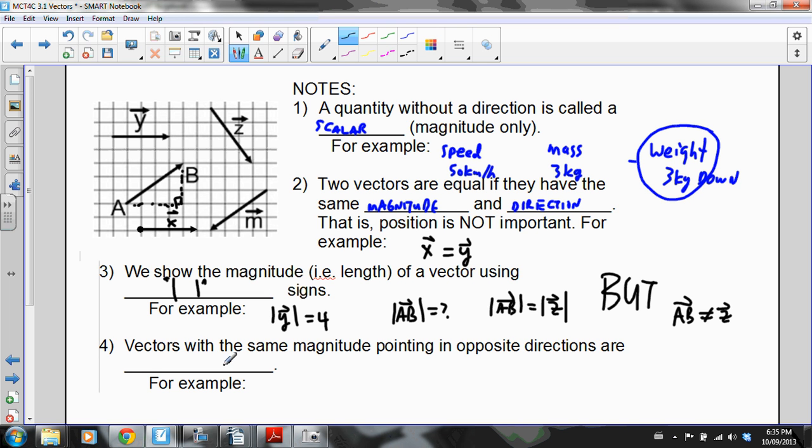More notes, more things about vectors. Vectors with the same magnitude pointing in exactly opposite directions are called, wait for it, crazy name for it, opposites.